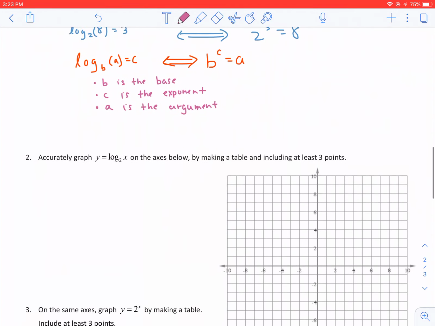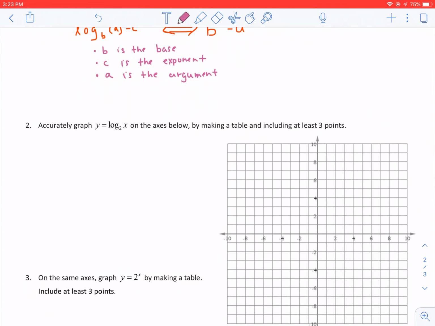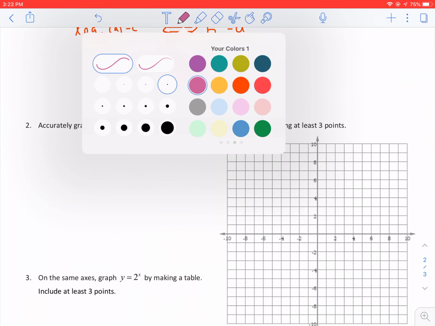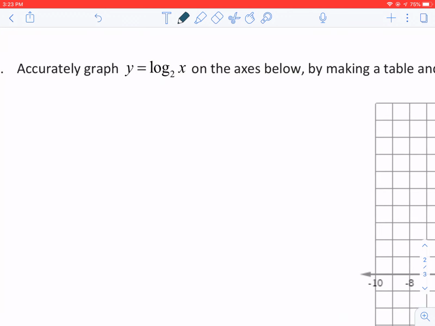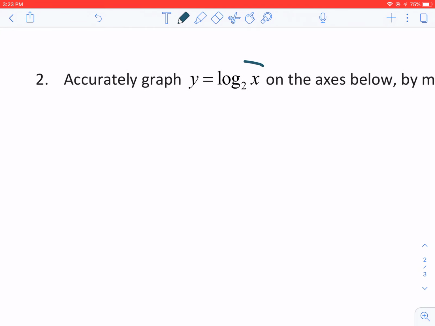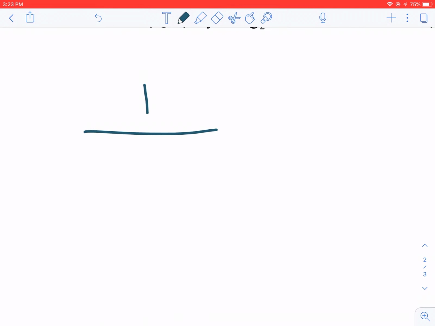All right. So let's graph this function y equals log base 2 of x on the axis below by making a table and including at least 3 points. What I'm going to do first is, actually, let's just try to use the equation as it's given. So x comma y.